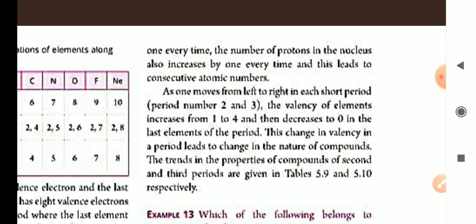As one moves from left to right in each short period, that is period 2 and 3, the valency of the element increases from 1 to 4 and then decreases to 0 in the last element of the period. So 0 means neon, having 8 electrons in the outermost shell. So 8 minus 8 gives 0. This change in valency in a period leads to a change in the nature of compounds. The trends in the properties of compounds of the second and third period are given in tables 5.9 and 5.10 respectively.